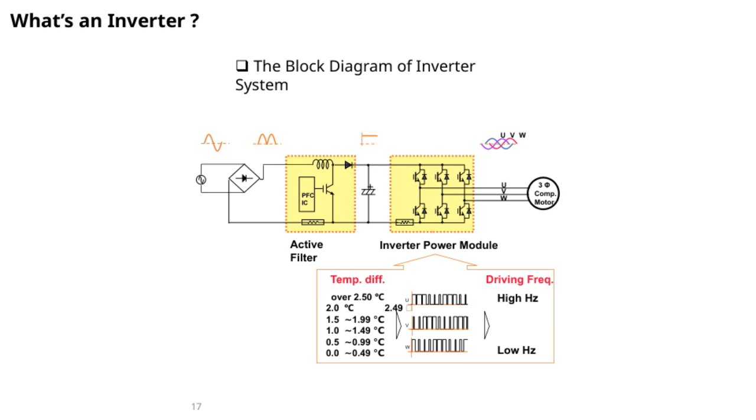Driving frequency is a key variable because it controls the speed of the motor. As the frequency varies, so does the motor's speed, which is crucial for precise control.